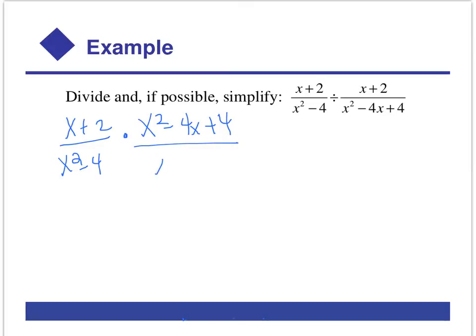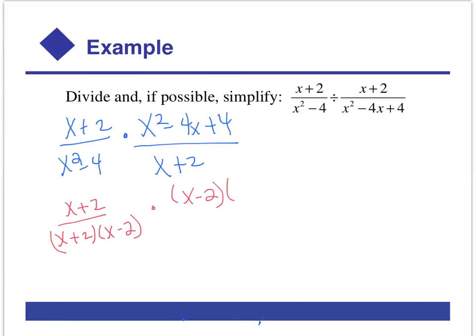And then after we keep, change, flip, the next step would be to factor anything, and then we'd go from there. So I'm going to factor. x plus 2 stays the same, but this gives me x plus 2 times x minus 2. And then this one over here gives me x minus 2 times x minus 2 over x plus 2.